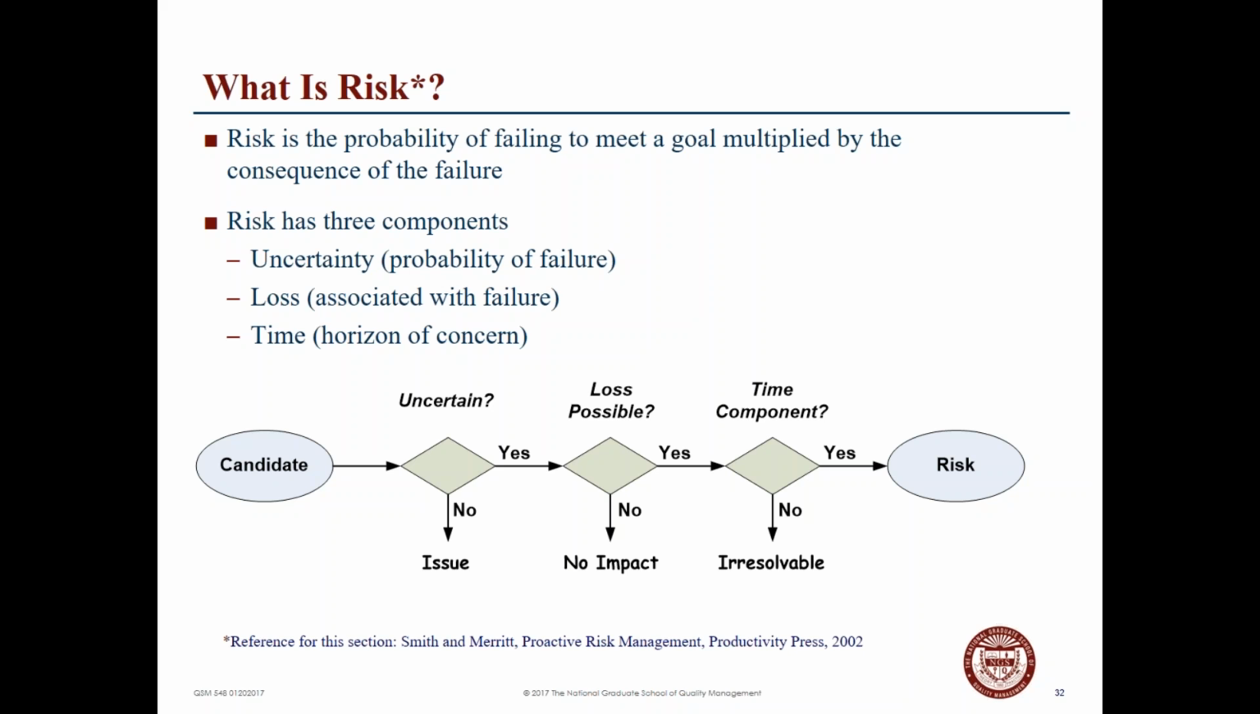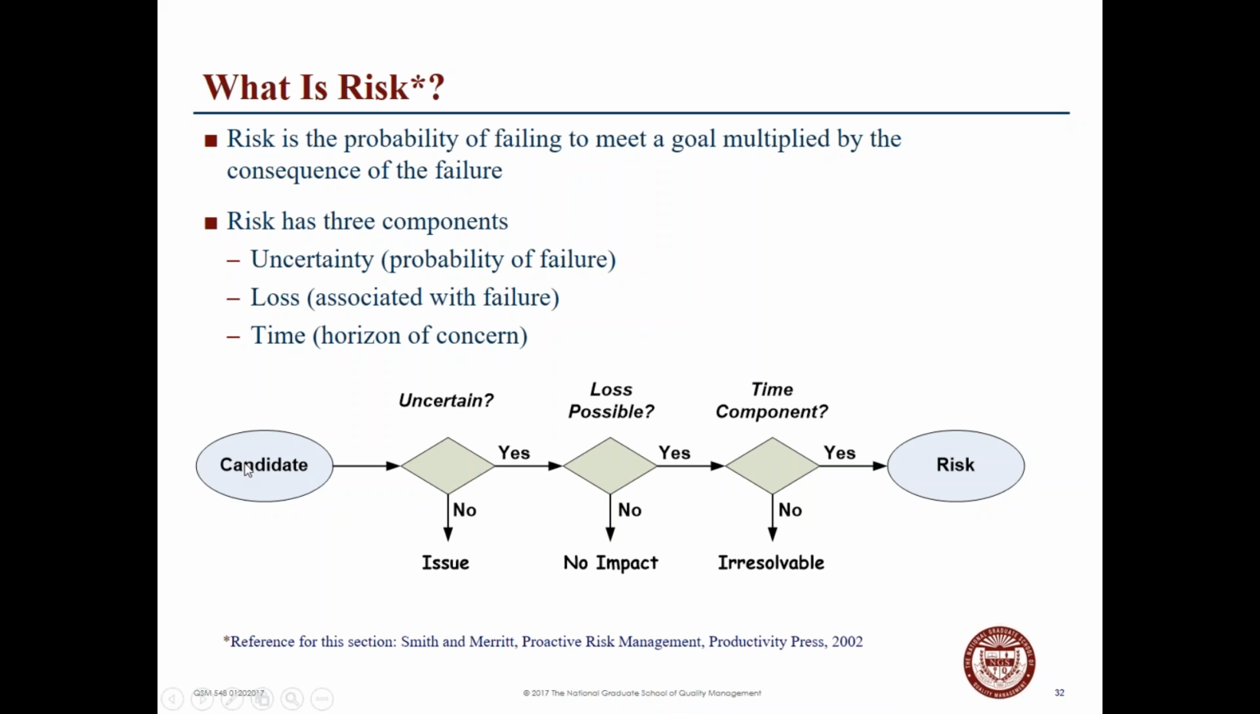The other piece to this is mitigating risk or assuming risk or identifying risk. And risk is the probability of failing to meet a goal multiplied by the consequence of that failure. So risk has 3 components. Uncertainty, which is the probability of failure. What may be lost, that part that is associated with failing to meet a deadline. And the time constraints or the time consideration, that horizon of concern.